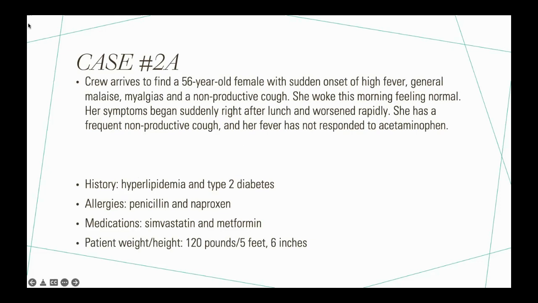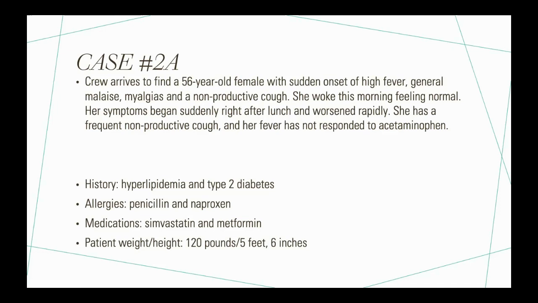So case number 2A. This is a little bit related to the last case, but there's another point I want to discuss here. So let's go through this one. Crew arrives to find a 56-year-old female, sudden onset high fever, general malaise, myalgias, and a non-productive cough. She awoke this morning feeling normal, and right after lunch she progressively worsened rapidly. She's been having a fever that hasn't been responding to Tylenol.